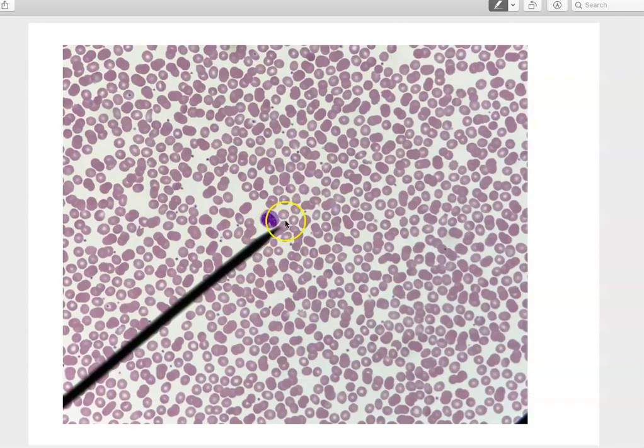Now this guy, look at his size relative to the red blood cell. Huge, huge C-shaped nucleus. Big, big guy. He is a monocyte. And remember, once he leaves the blood vessels, he becomes what? A macrophage. Why is he called macrophage? Macro because he's huge. Phage because he's a phagocyte.